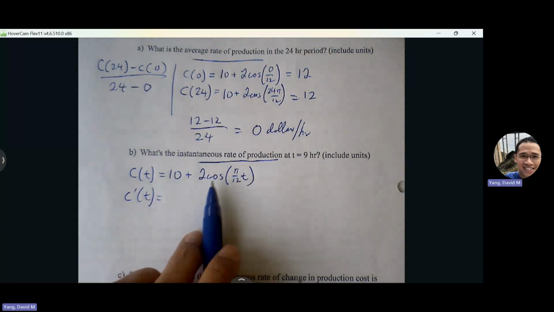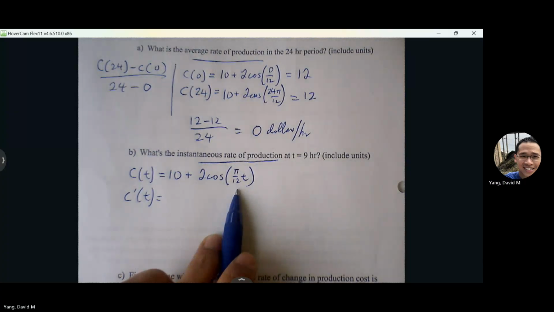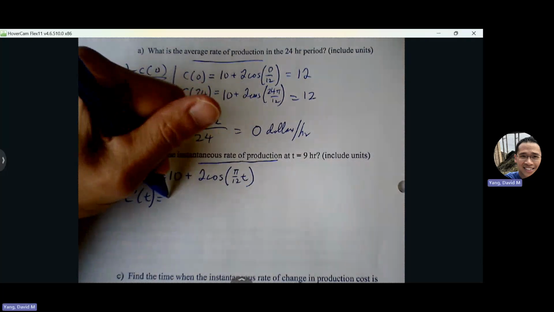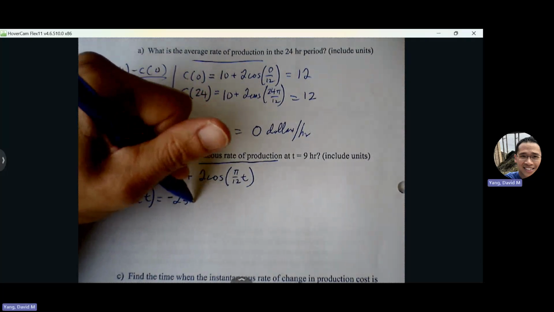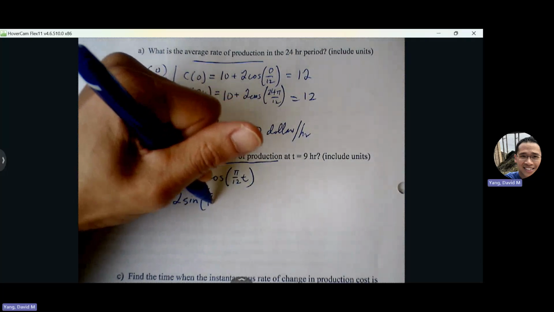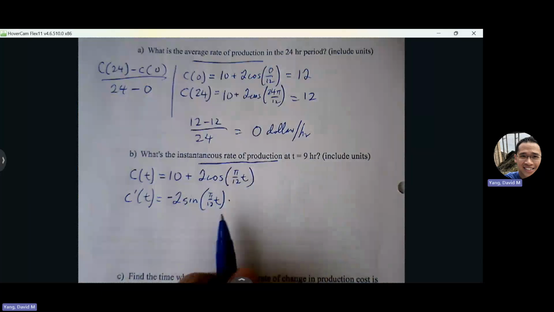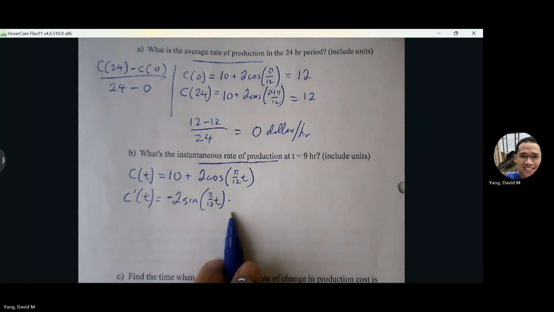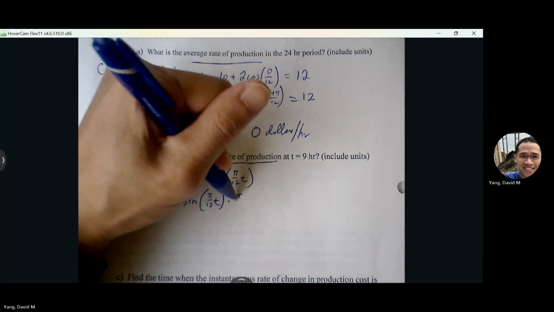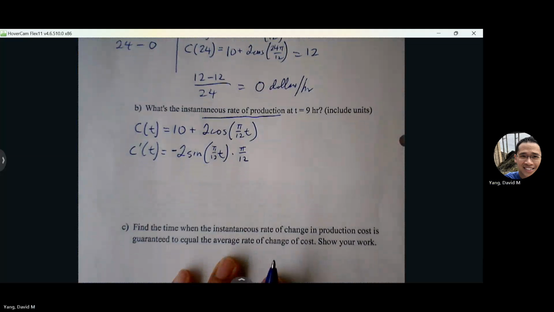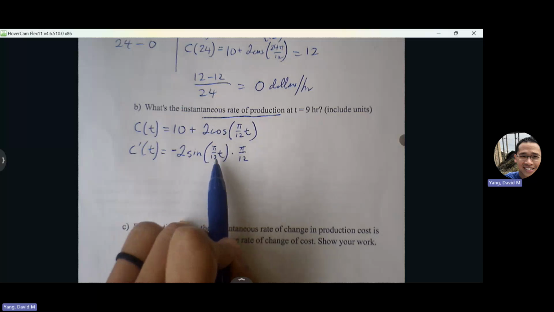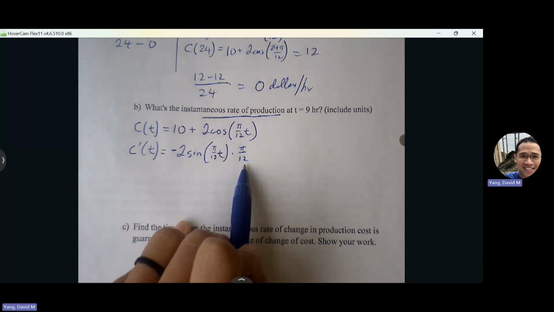Ten goes away to 0. What's cosine's derivative? Yeah, so -2 sine of pi over 12t times what? U prime is the derivative of the linear. It's just that coefficient, pi over 12.